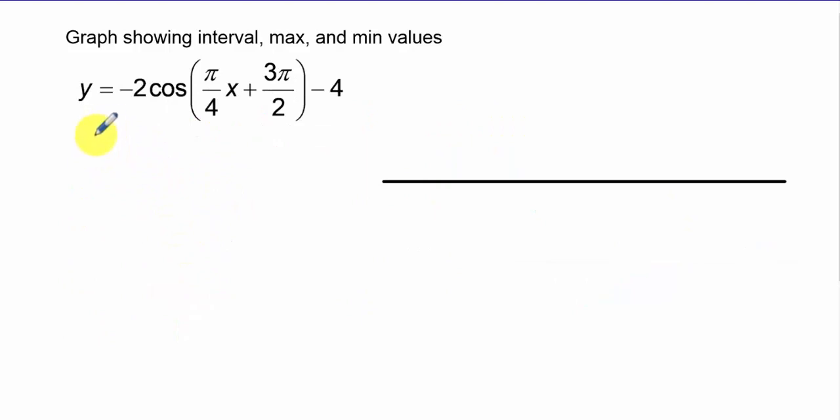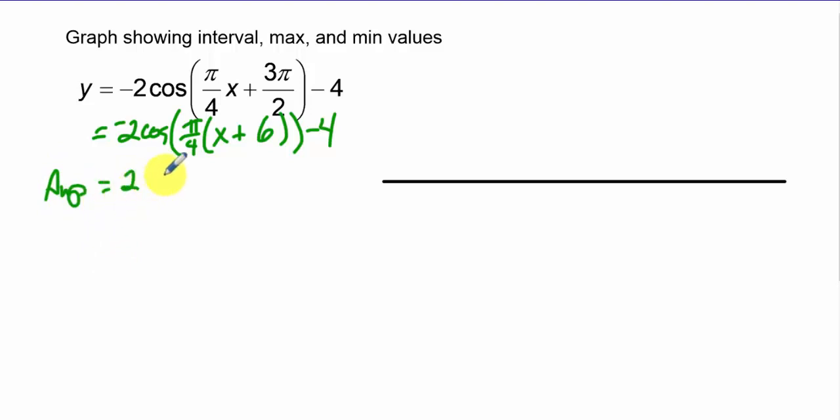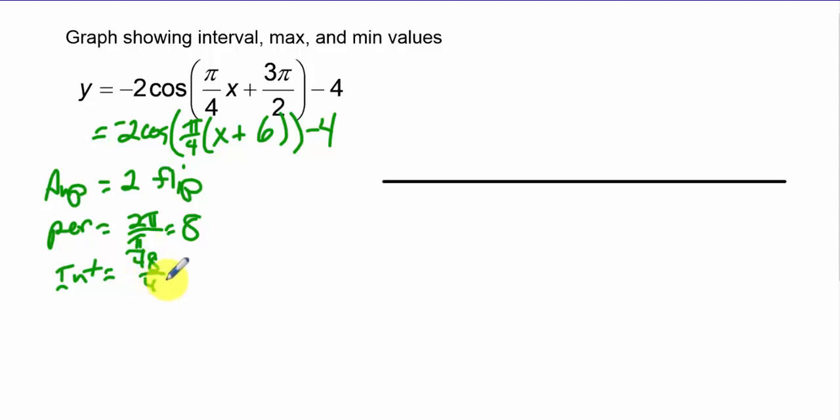So this problem looks to be a little bit more involved. We're going to go about the same process of putting it in the correct form first by factoring. Pull out a pi over 4, left with x plus 6 minus 4. I notice I have an amplitude of 2 with a flip. Period is equal to 2 pi over pi over 4, or 8. Intervals 8 over 4, which is 2. Phase shift 6 to the left, and midline -4. So let's go ahead and draw some of this in right now.